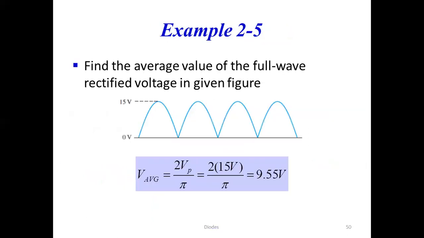One more example we will solve. Find the average value of the full wave rectifier voltage in the given figure. Student, here they have shown the waveform, in which 15 volt is the peak value. So you can substitute this peak value here. So 2 multiplied by the peak value, that is 15 volt, upon pi, very easy to calculate. You can easily get the answer 9.55 volt.